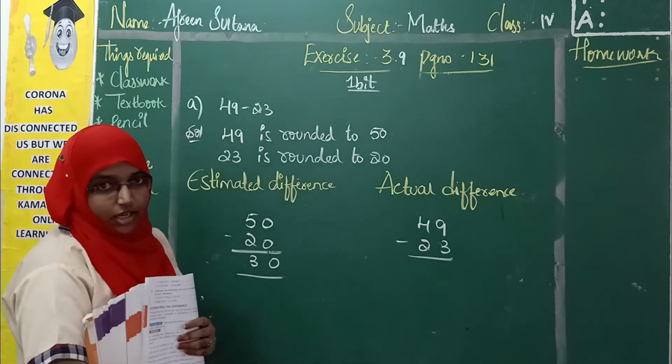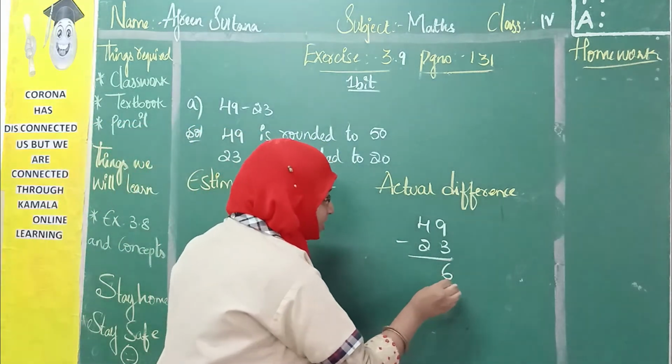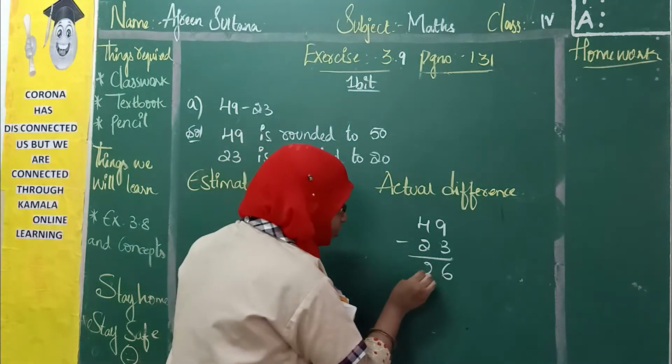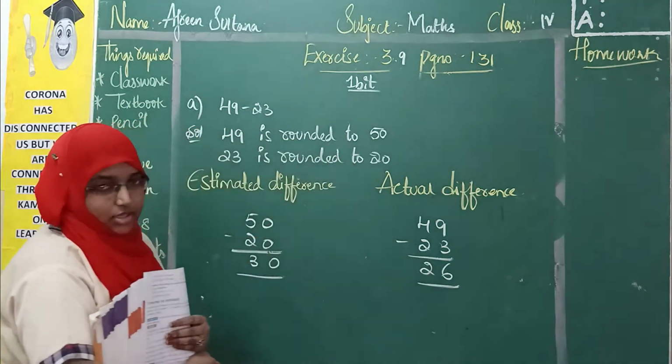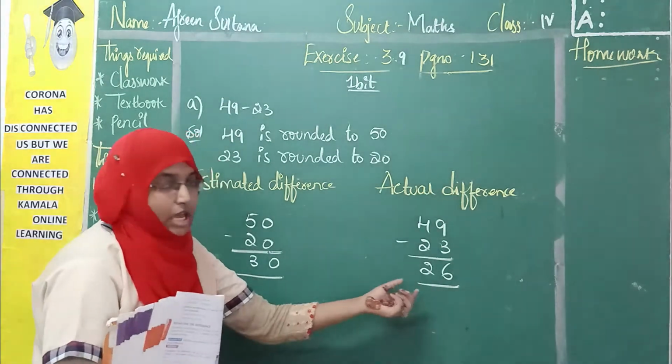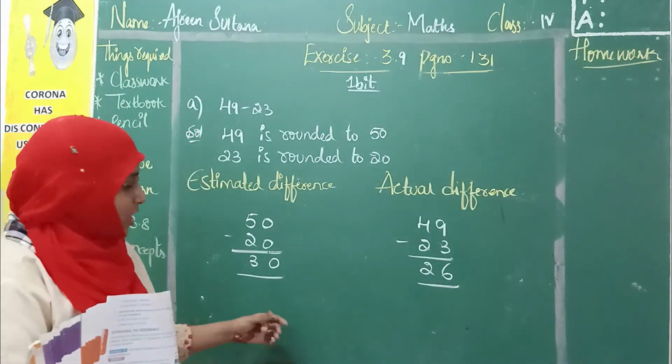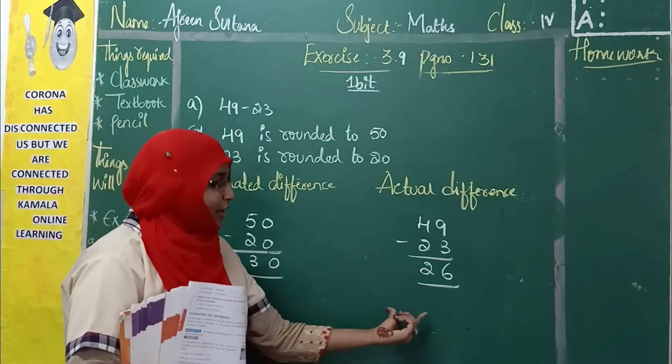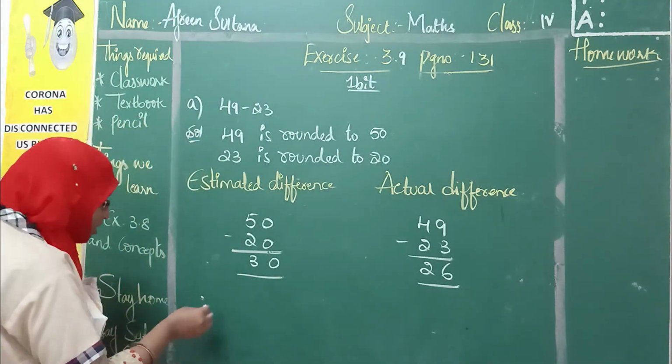So 9 minus 3 is 6. And 4 minus 2 is 2. So what is the answer? 26. What is the difference between these two numbers? The difference is 4. Thus the estimated and the actual differ by 4.